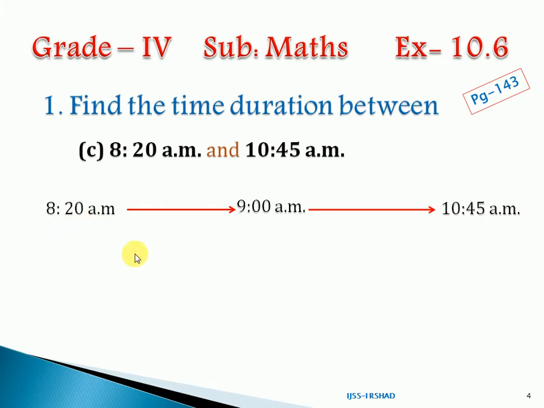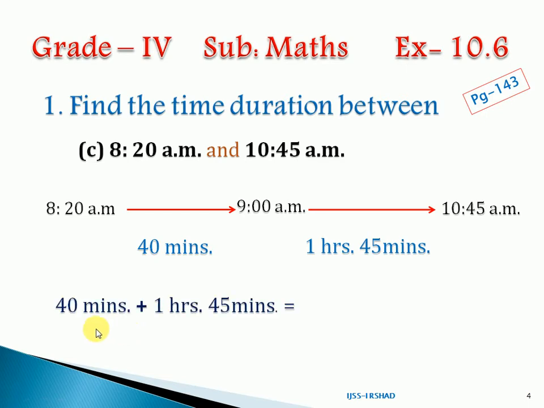Now you calculate from 8:20, when we reach 9, how much time it will take. So from 8:20 it will take 40 minutes. So you can write it here, 40 minutes. Now from 9 to 10:45. From 9, 1 hour it will take to reach 10 and then 45 minutes, because both are AM only. So just 1 hour 45 minutes. So here you can write 1 hour 45 minutes. Now you can add both of these to find the total time duration. So 40 minutes plus 1 hour 45 minutes.